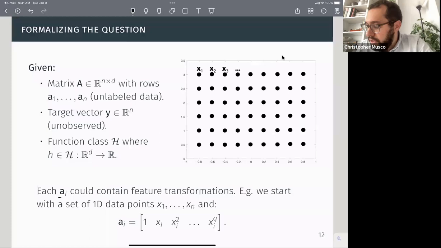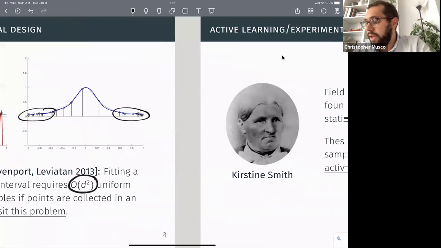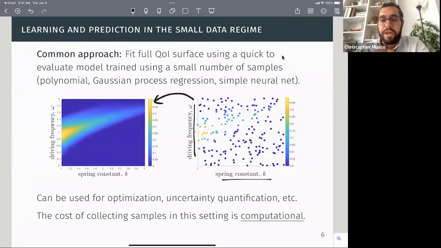So I showed you a lot of problems in two dimensions. I want to approximate this function over two-dimensional space. This is often the case in parametric PDEs. You're fitting functions over a reasonably low-dimensional space, like dimension less than 10.